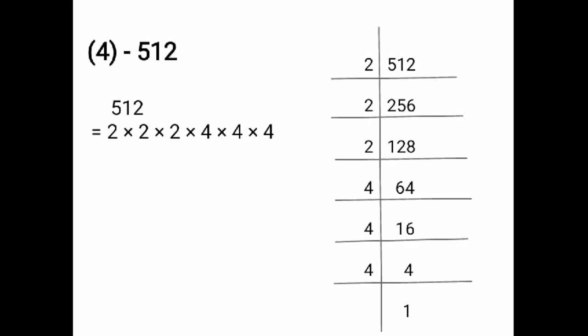512 is equal to 2 into 2 into 2 into 4 into 4 into 4. The numbers which you have divided 3 times by the same number, underline them, and you have to write the cube form of the index. 2 into 2 into 2 is 2 cube. 4 into 4 into 4 is 4 cube. That is 2 cube into 4 cube. 2 and 4 are the bases, cube is the index. You have the same index cube for bases 2 and 4. Bases 2 and 4 you have to write in a bracket, and the index cube you have to write outside the bracket only one time.